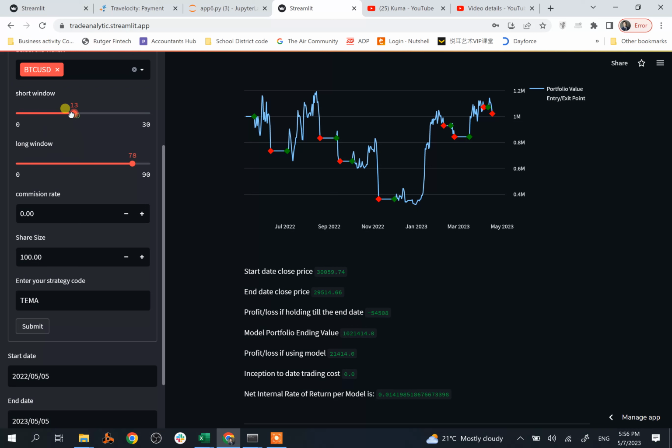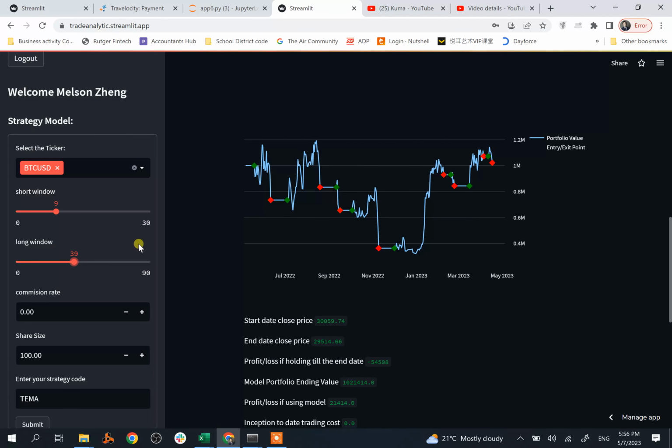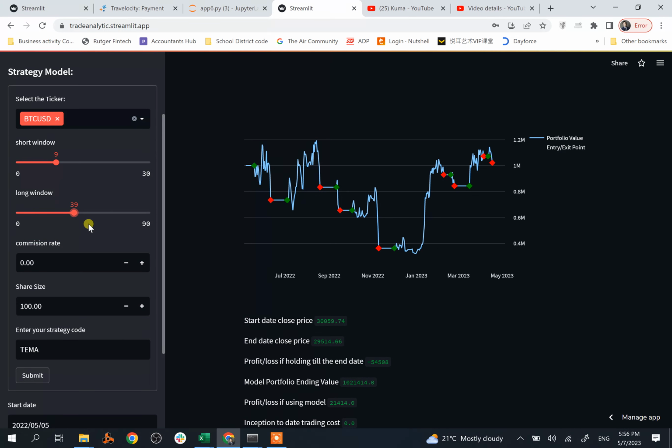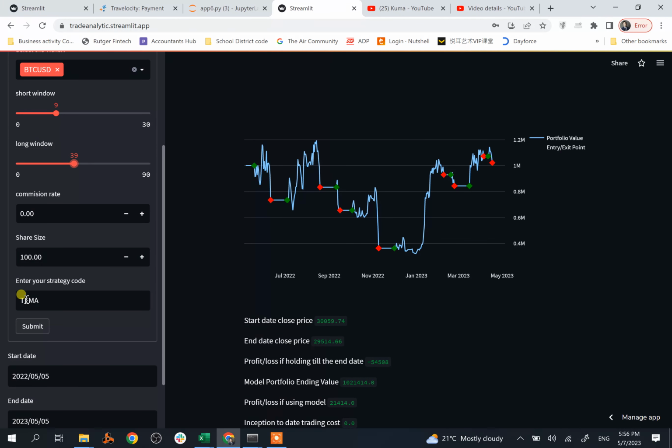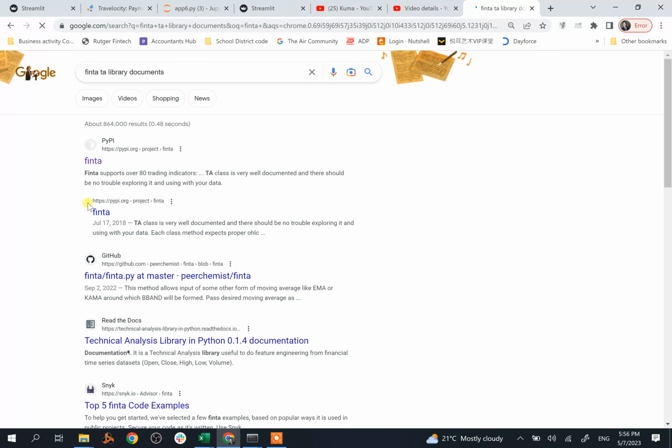So that's why you play around with the short and long window to get the sweet spot that you like. For example, here I use 9 and 20 and 39 and still use triple. Now you can change this to double exponential moving average. The strategy code here you can find on this Finta TA library.